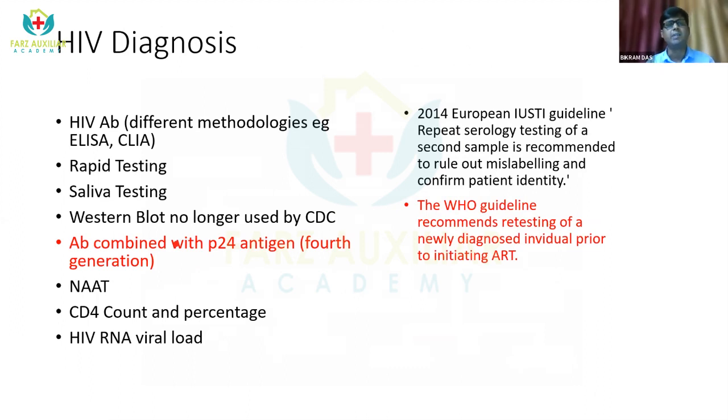We can do HIV ELISA by chemiluminescence immunoassay, or we can do antibody combined with antigen testing, which is the 4th generation ELISA. Most of the big hospitals are doing this at this time. Or we can do nucleic acid amplification testing for a rapid diagnosis. The 2014 European guideline asked for a second sample to rule out any mislabeling or confirm patient identity. The WHO guideline also recommends retesting of a newly diagnosed individual prior to initiating ART.